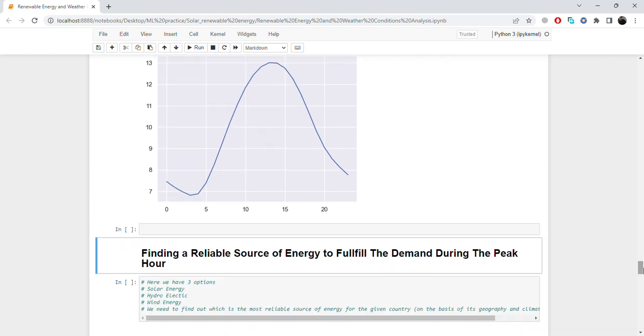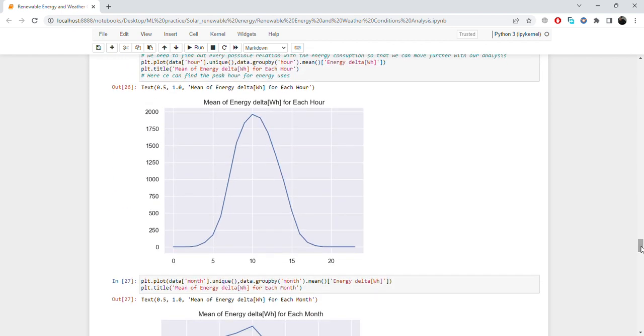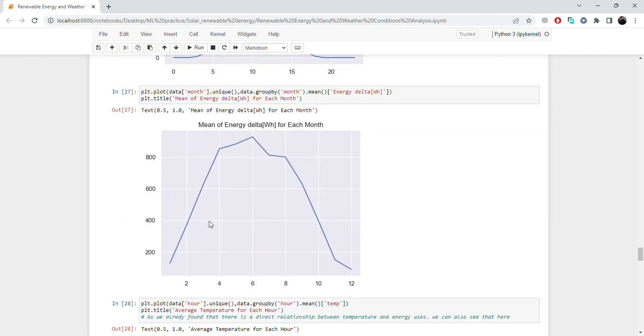So we have done this. Now we are going to our second part. Okay, we have our problems here. Like in this time period, in a day, we have the peak hour. So in this time period we need more energy, and in a year these are the months where we need more energy. So these are the problems. Let's find out the solutions.